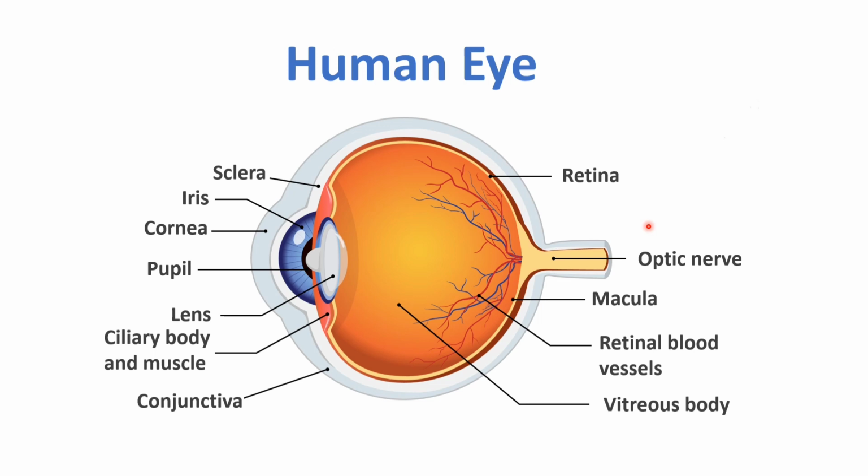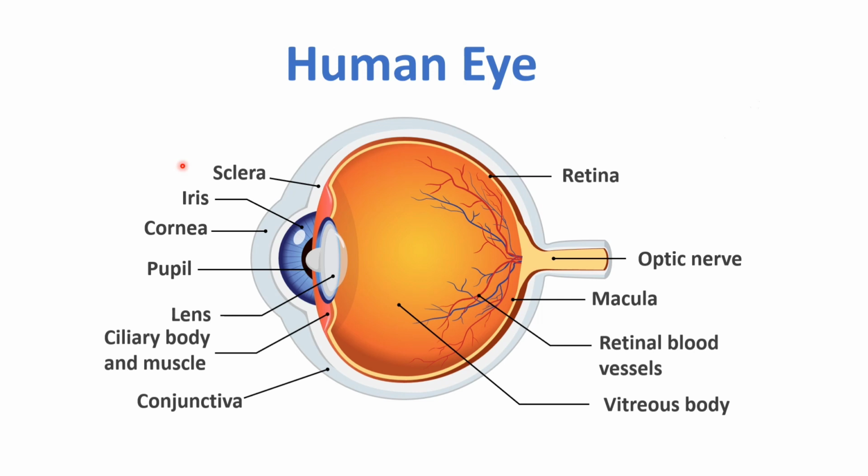So next, optic nerves. Optic nerves are transmitters. These nerves transmit the signals to the brain. Next, the ciliary muscle. The ciliary muscles help in changing the shape of the lens. They allow us to focus according to the distance that we see.